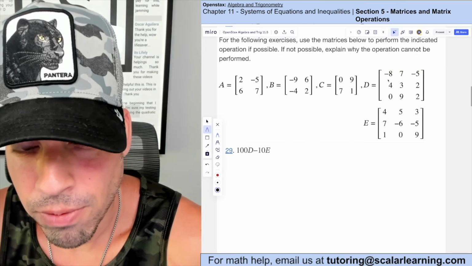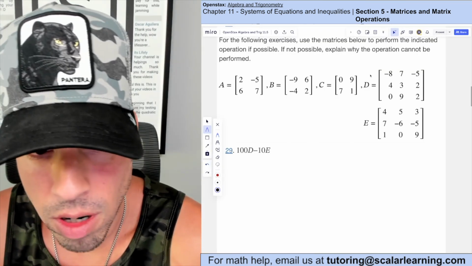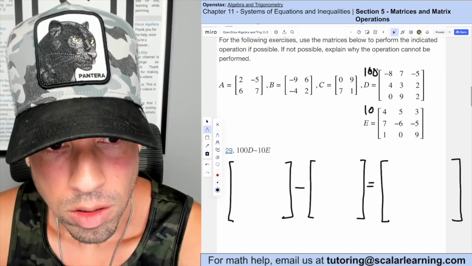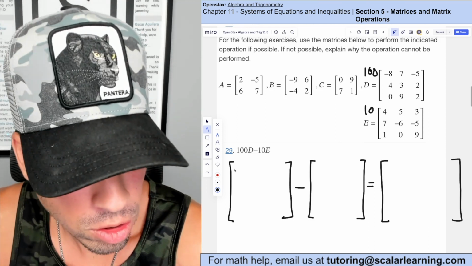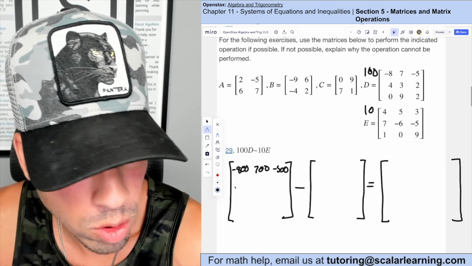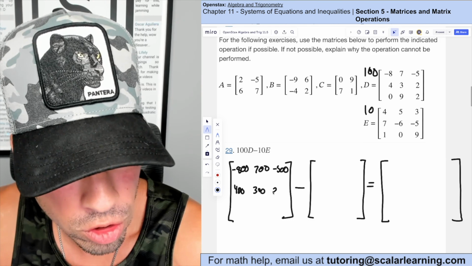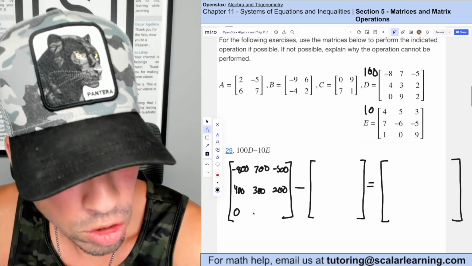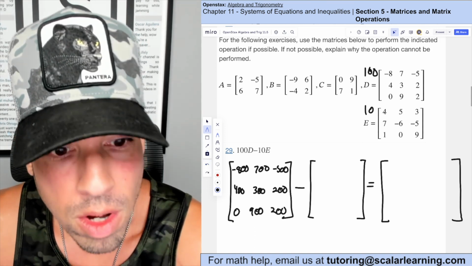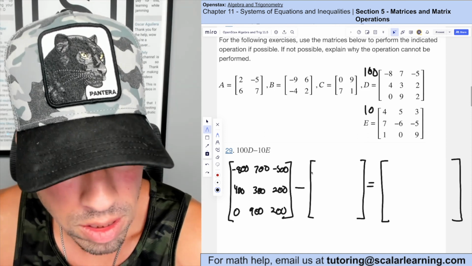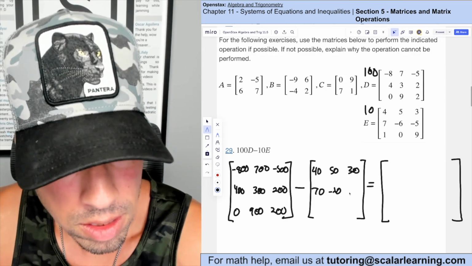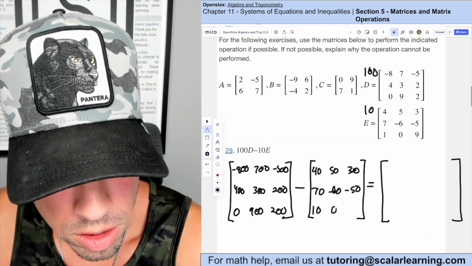Done. All right, so for this one, the first thing we're going to do is multiply that scalar of 100 against D and that scalar of 10 against E, and then we're going to subtract the resulting matrices. So for this one, we distribute it to each and every position, so that becomes negative 800, 700, negative 500. On the second row, it's 400, 300, 200. And then on the third row, we keep that 0, 900, and 200, right? Basically adding 2 zeros to every one of these terms. Now we come to E, and we're going to add a single 0 because it's times 10. So we got 40, 50, 30, 70, negative 60, negative 50, 10, 0, and 90.